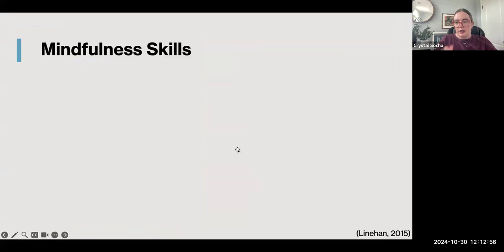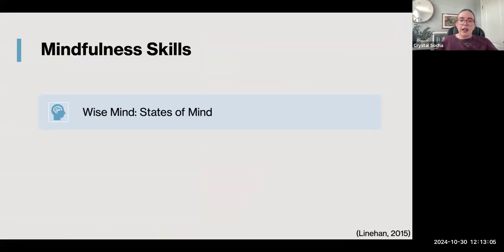And with mindfulness, we talked about a few specific skills in session 1. We talked about wise mind, which includes the states of mind: reasonable or rational mind, emotion mind, and wise mind. And wise mind really is that gut intuition that we have when you are helping someone navigate a crisis, or a difficult or uncomfortable situation, or you're helping them not act on an impulsive urge.